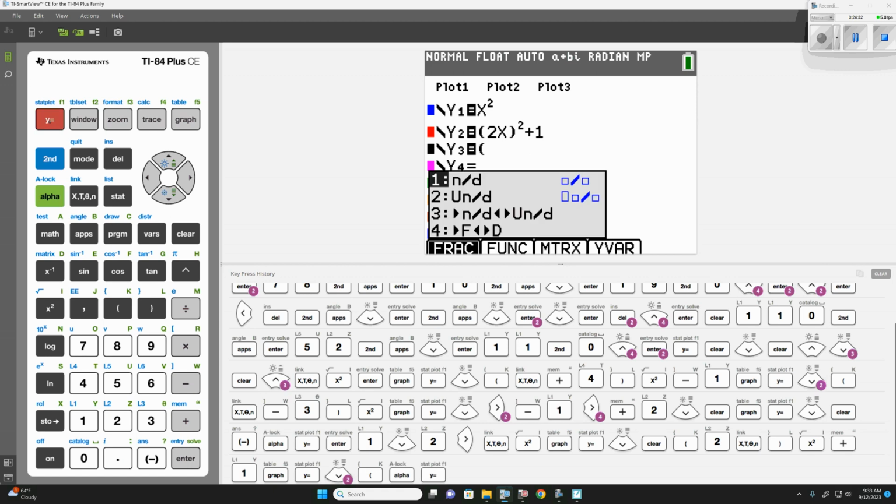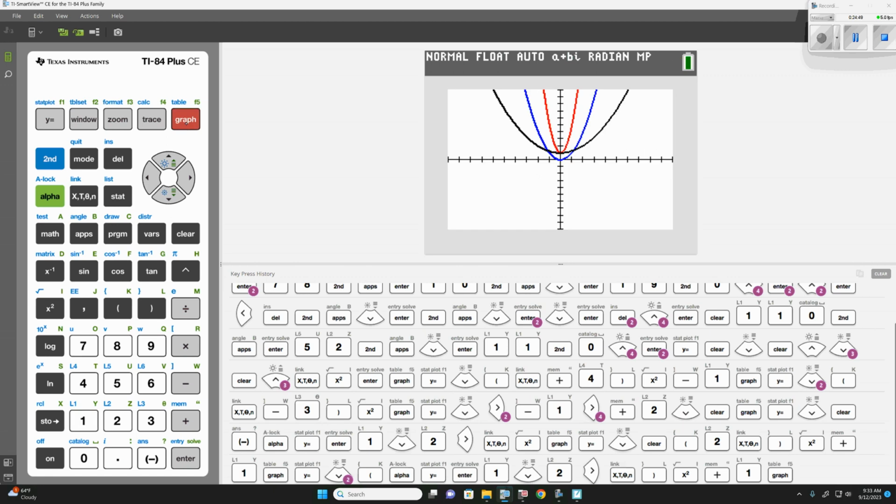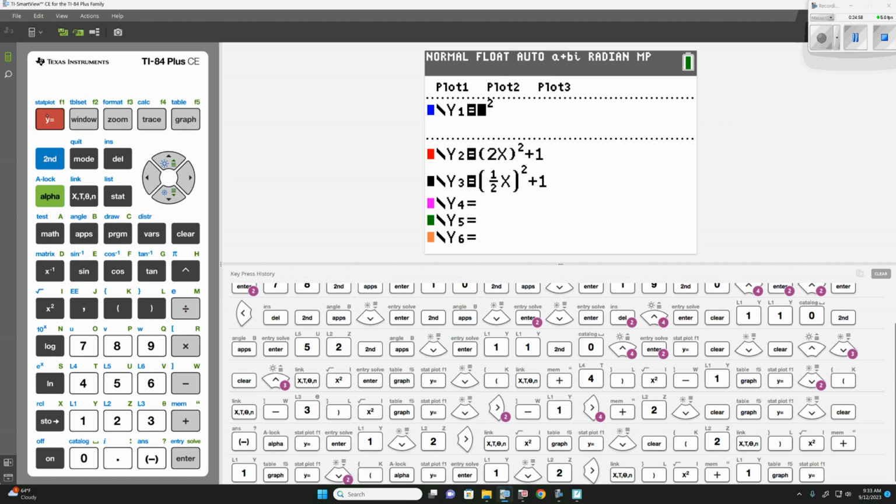Now, if I'm going to do 1/2 x squared, and we'll still leave the +1. Because now it's 1/2, so this would technically be a horizontal stretch. Opposite of what we think. And if you notice, the one in black is now increasing faster along the x-axis, yes? So if the value in the parentheses in front of x is between 0 and 1, it's a horizontal stretch. If it's greater than 1, it's a horizontal shrink. So we have to flip it.